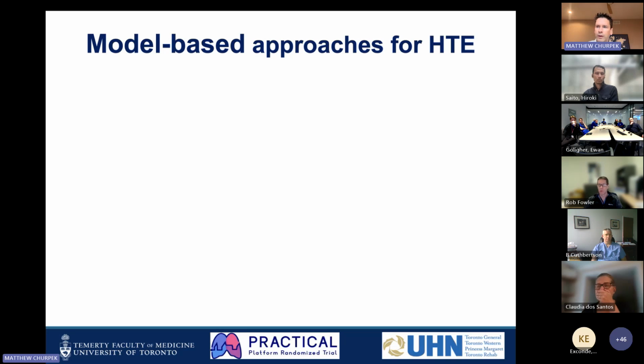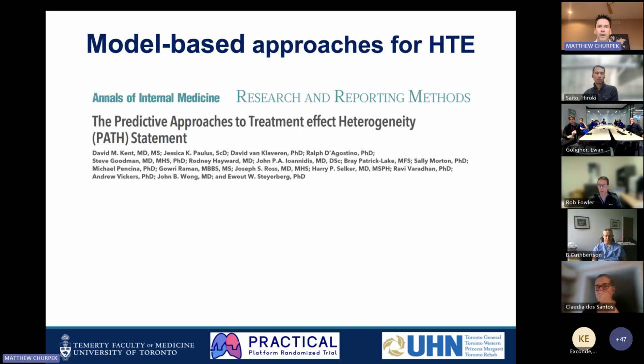And so the next set of approaches are related to trying to use supervised statistical models, in other words, models where you know the outcome in the training data to develop approaches to identify heterogeneity of treatment effect. Recently, there have been several statements and guidelines published around this. I think the one that we often refer to is called the PATH guidelines. And so if you want to read more about these approaches, this is a nice summary statement about this.